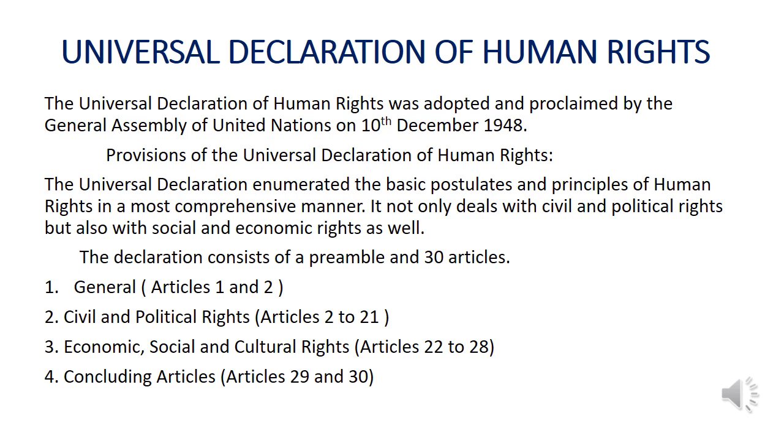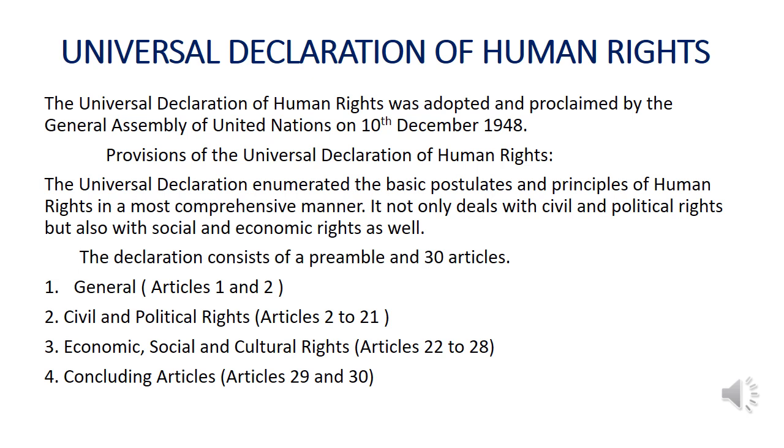Today, in the topic of human rights, let us learn about the Universal Declaration of Human Rights, where these human rights have been enumerated, which states have declared them, and what those rights are. The Universal Declaration of Human Rights was adopted and proclaimed by the General Assembly of the United Nations on 10th December 1948.